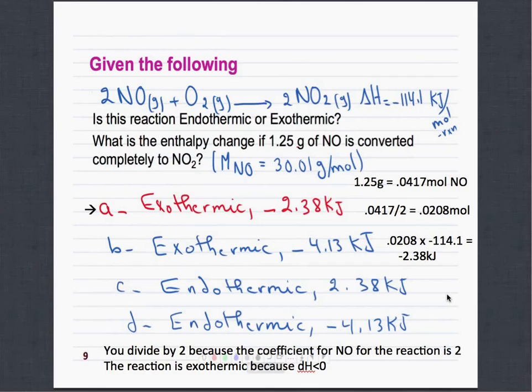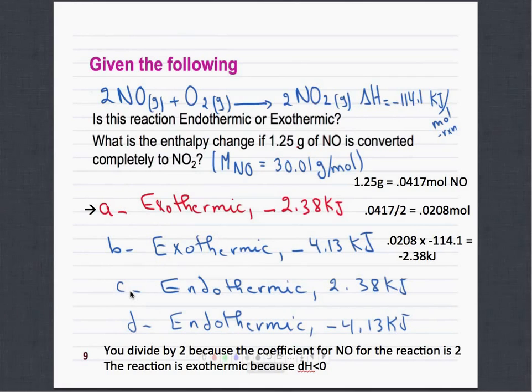100% for A. A is the right answer. Okay, so first of all, as we can see, the delta H is negative, so definitely it's not endothermic, it's exothermic. So C and D should not be your choice, even if you didn't do any calculation. C and D are eliminated as choices.